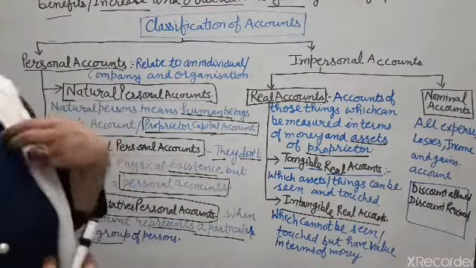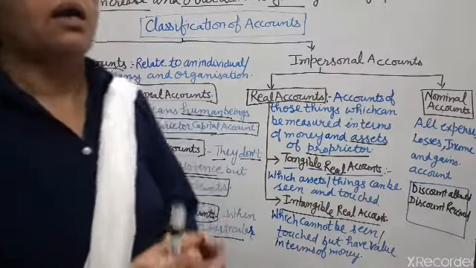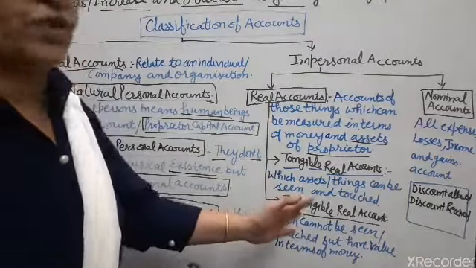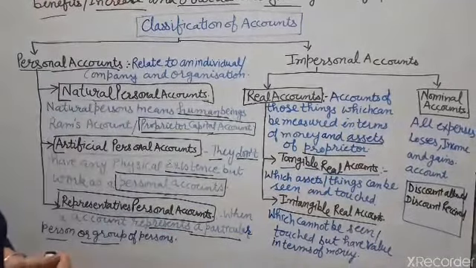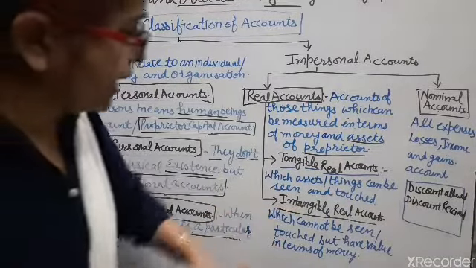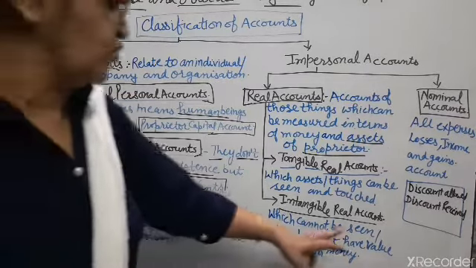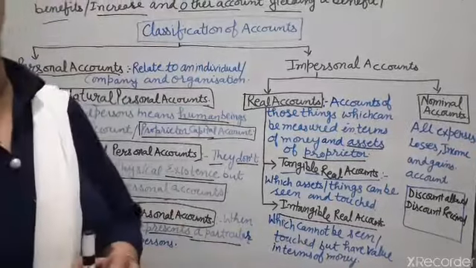For example, furniture. We can see and touch it, we can observe the color, and a building we can also see and touch and it has physical existence, so they are called tangible real accounts. Second is intangible real accounts. Intangible real accounts are those which can't be seen and touched but have value in terms of money.